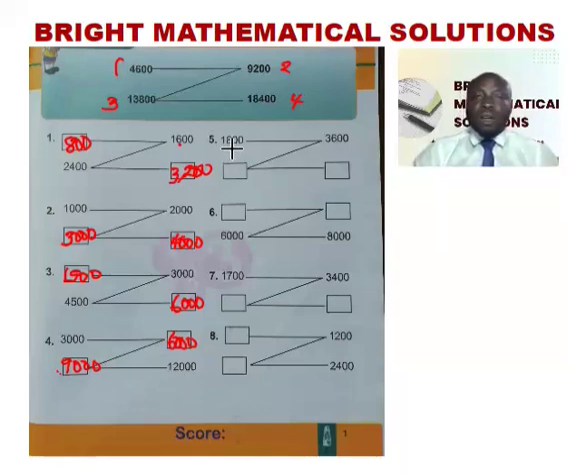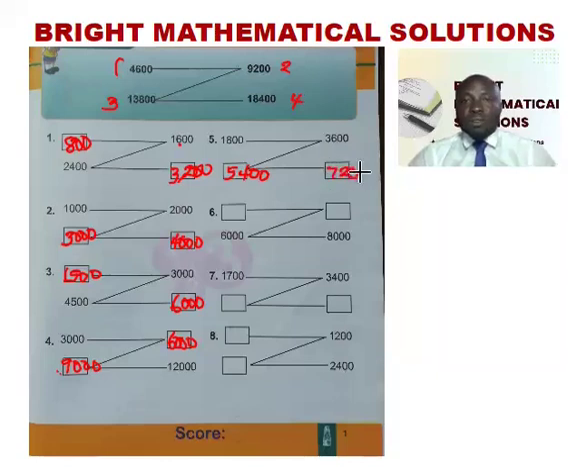So we have 1,800. That is 3,600. That means 1,800 plus 1,800 gives us 3,600. So let us add another 1,800 to 3,600. It will now give us 5,400. Add another 1,800 to 5,400. So that will give us 7,200. So to the next one, the basic here is 6,000.